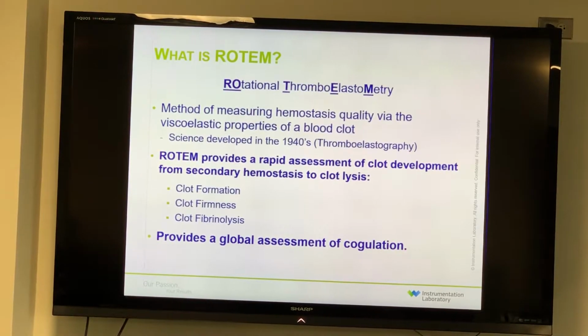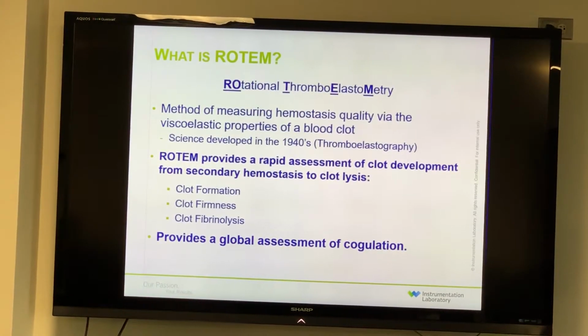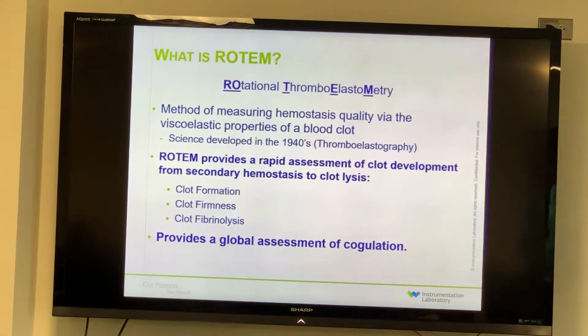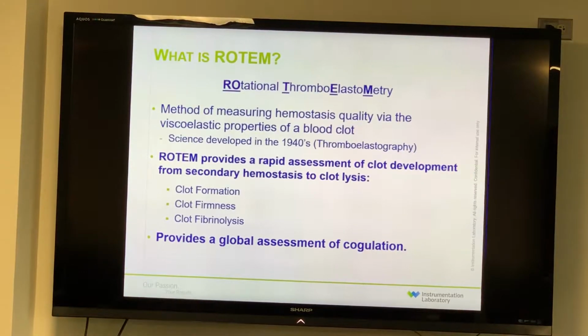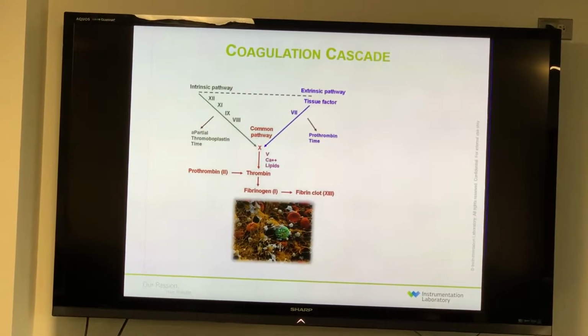So really what Rotem is doing is using a whole blood sample. It's looking at the way the platelets, the red blood cells, the coagulation factors all work together to form a clot, how stable that clot is, and then any kind of premature breakdown of the clot. So in general, we say it's more or less a global assessment of coagulation. A little more specifically, it's a global assessment of the classic secondary hemostasis.